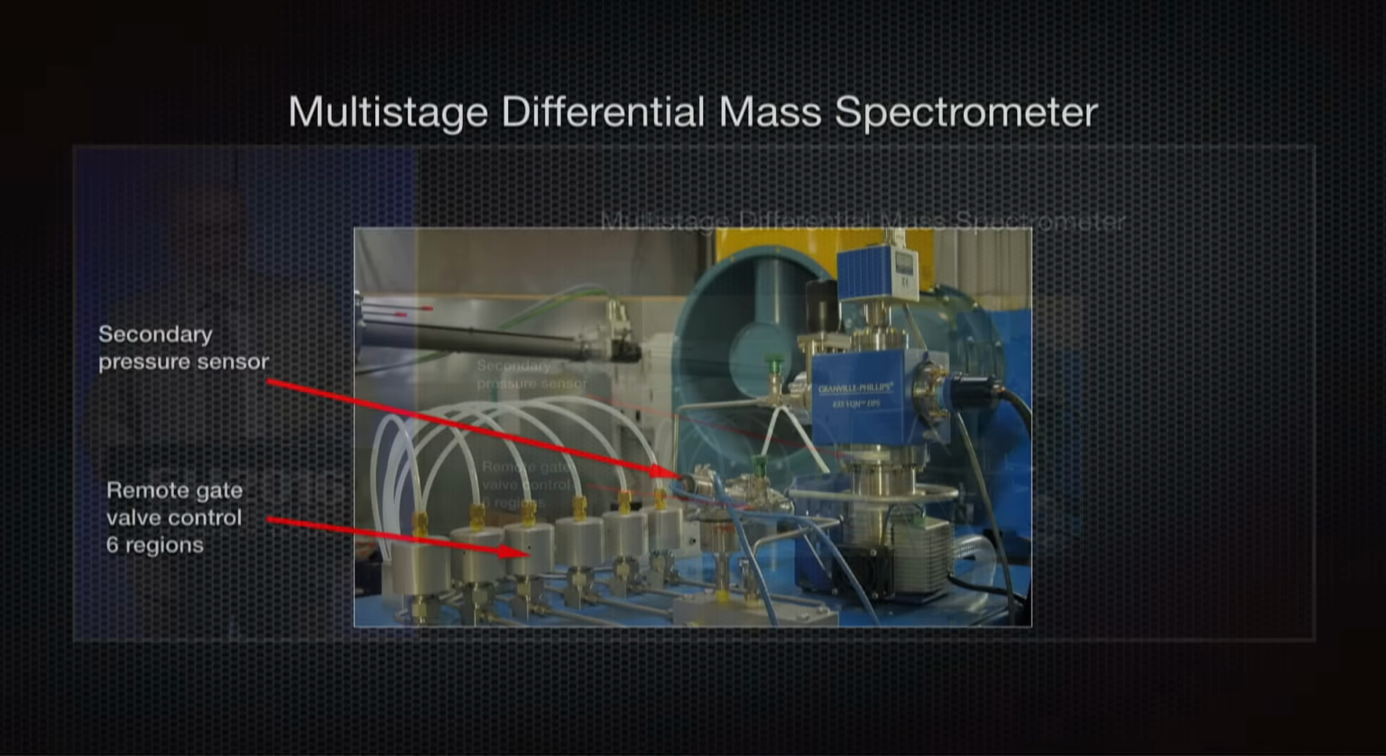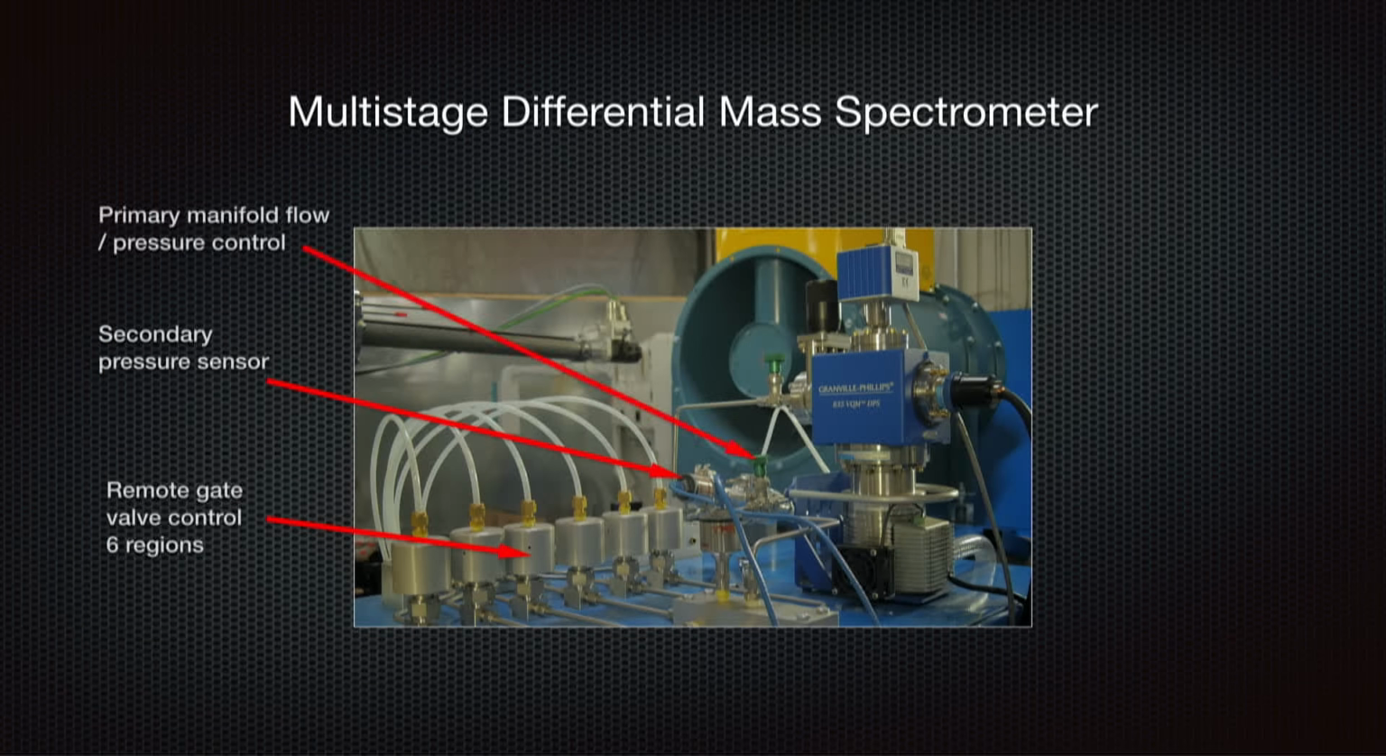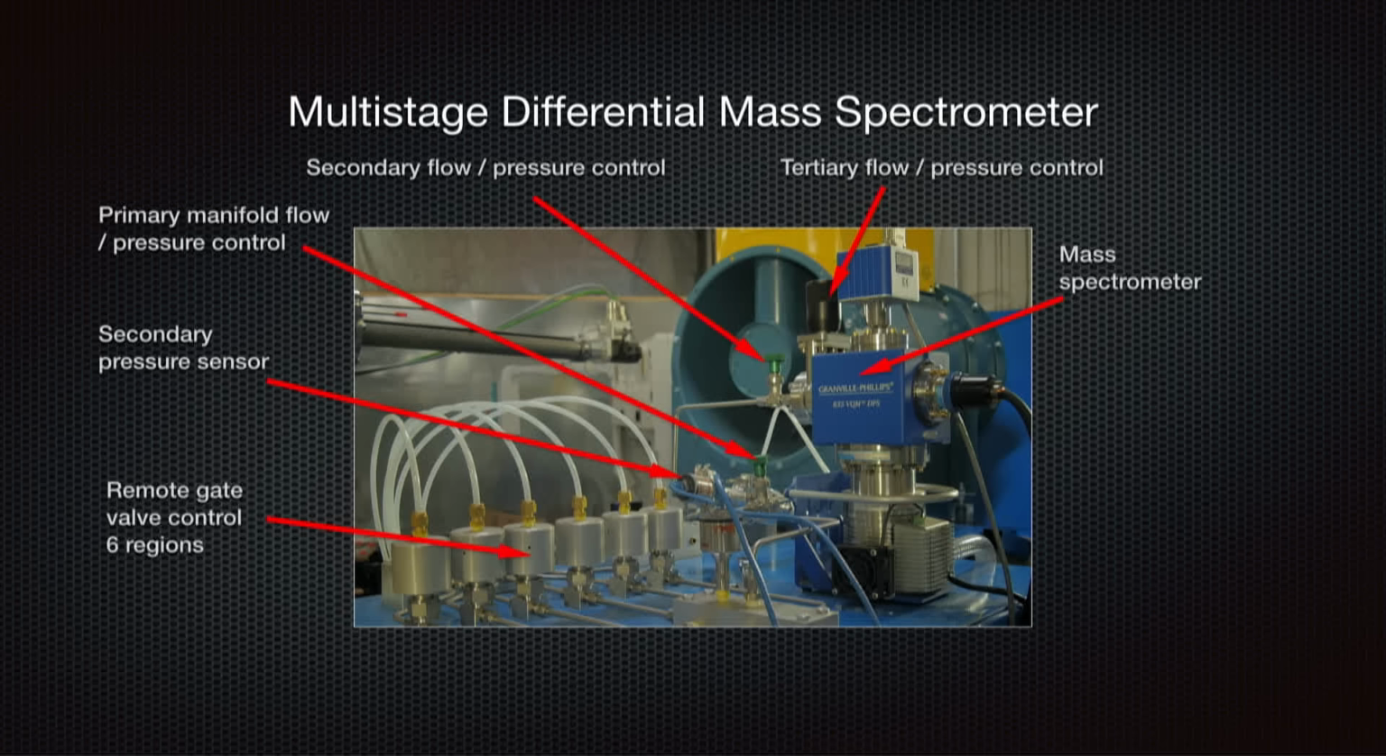But what we did this time is we said, well, look, we want to measure in different regions in the chamber. We want to measure right down near the anode. We want to measure the exhaust gas. And so we have a system by which, with just a flip of a switch, we can sample any area of SAFIRE at any time.